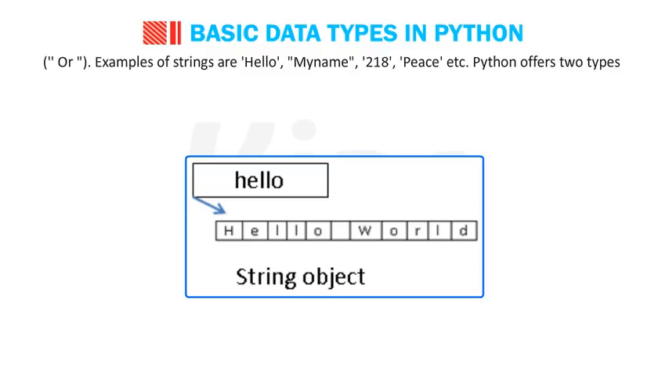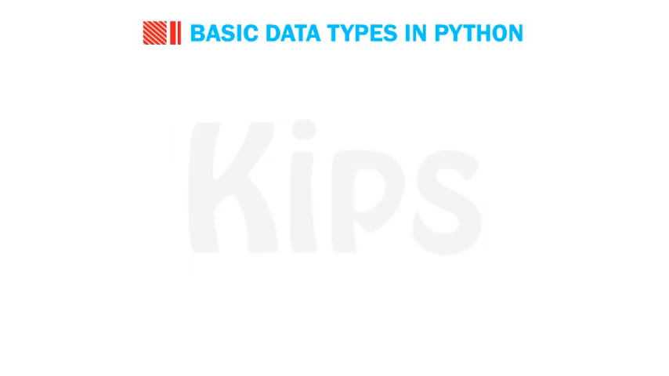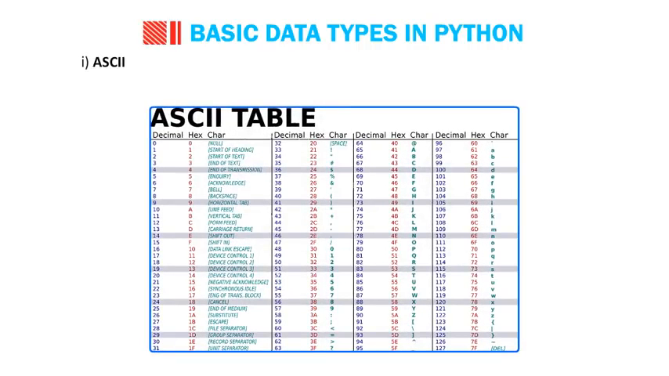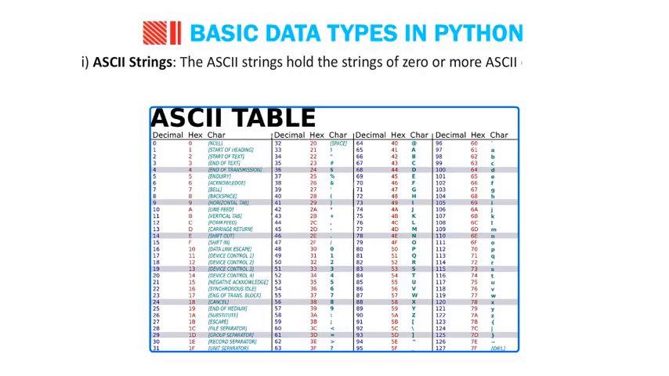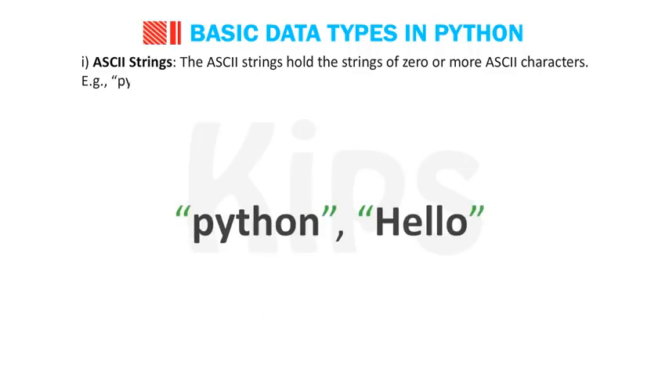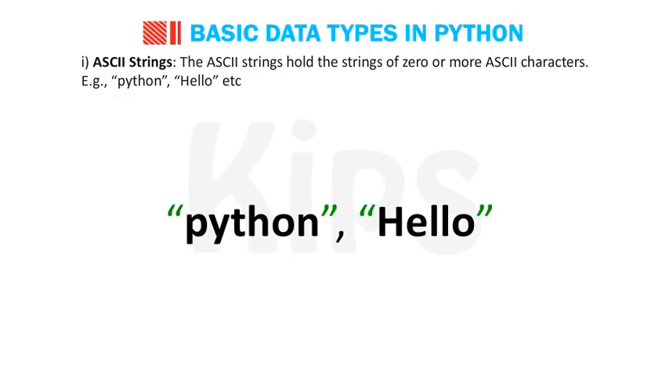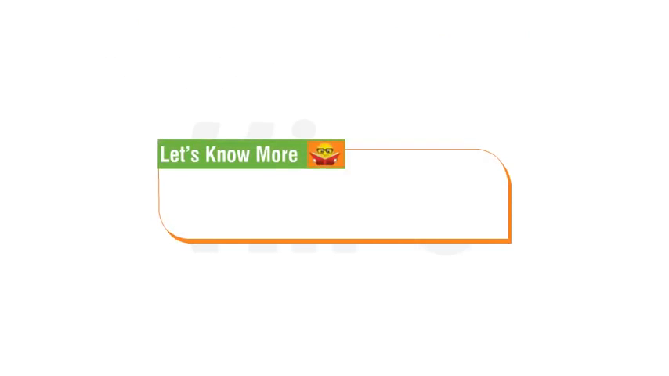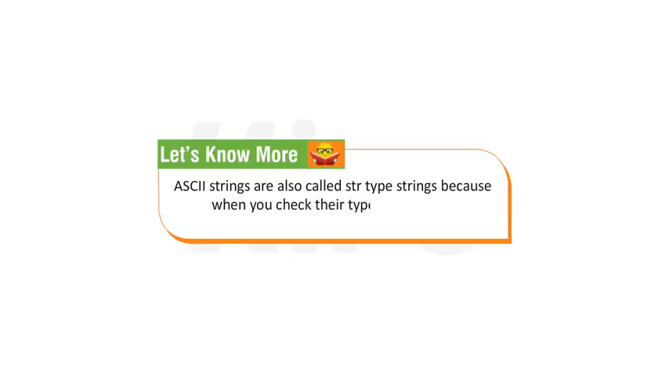Python offers two types of string values. Number 1, ASCII strings. The ASCII strings hold the strings of 0 or more ASCII characters. Example, 'Python', 'hello', etc. Students, let's know more. ASCII strings are also called str type strings because when you check their type in Python, it returns as str.